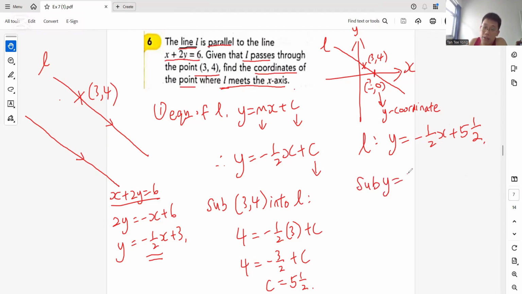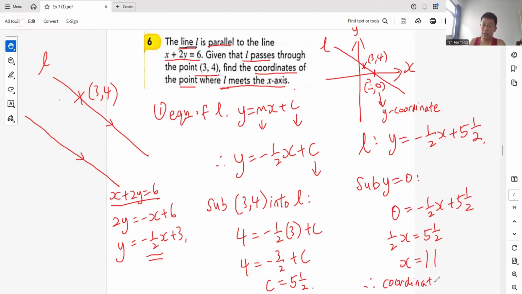Sub y equals 0 into our equation L. So we have 0 equals negative half x plus 5.5. So half x equals 5.5, so x equals 5.5 divided by half. Let me just do a quick one: 5.5 divided by half is 11. So therefore, our coordinate is 11, comma 0. That's our answer for question 6.